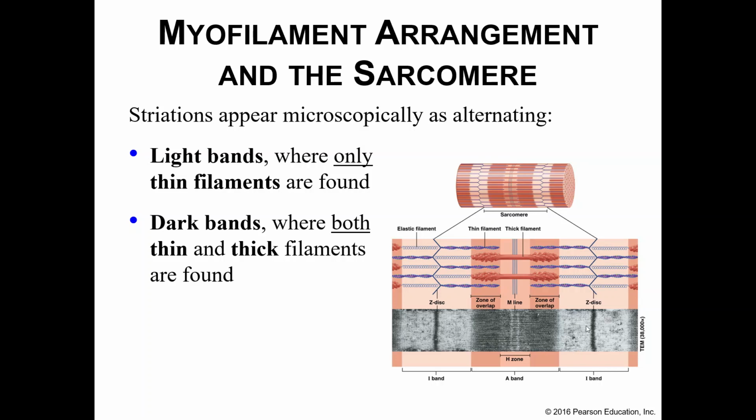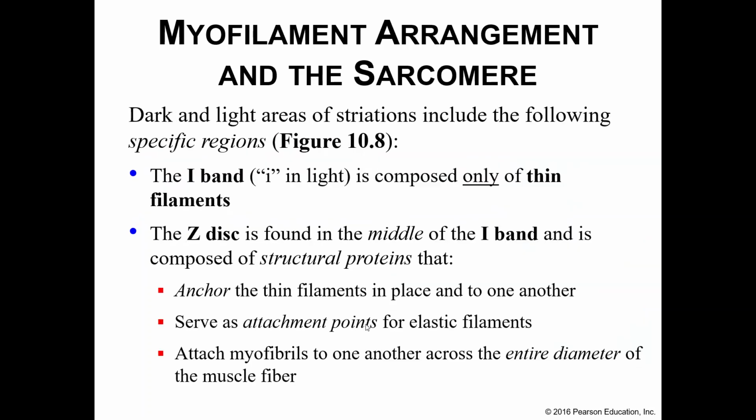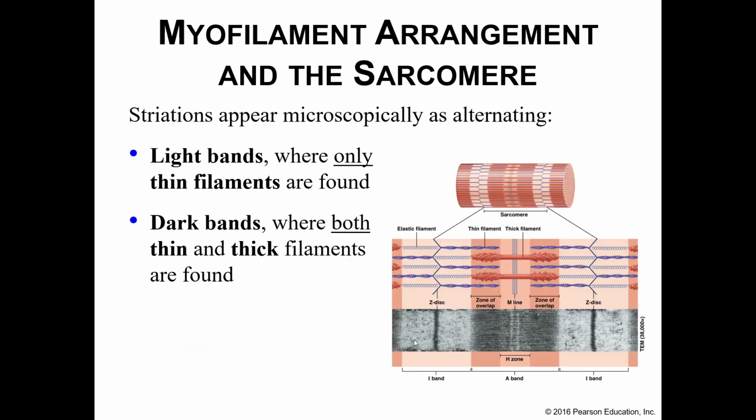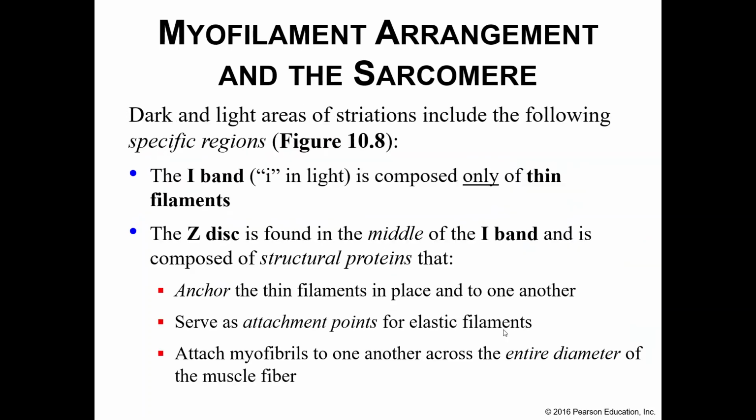So let's make sure we know what's going on in each of these little sections. We have light areas and we have dark areas. Light bands, dark bands. There are things happening within these regions. You have an I band, I for light, thin filaments, lots of I's. I bands are composed of thin filaments only, and these are in your light bands.